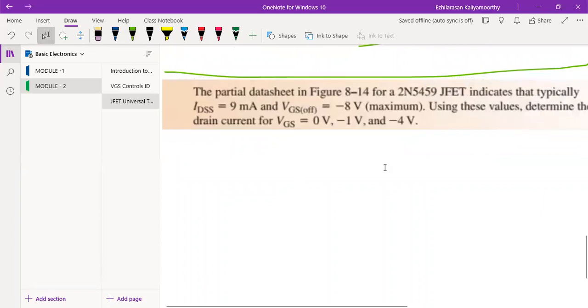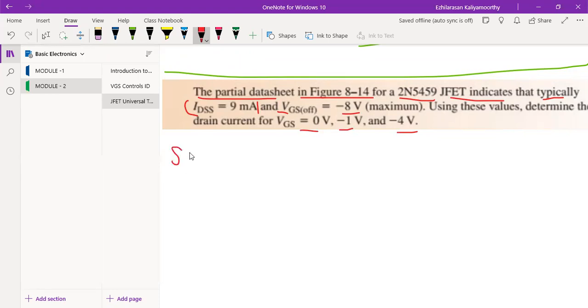See the question now. Given is the partial data sheet of the device number 2N5459. The JFET indicates typical values, which will be available in the data sheet: IDSS is 9 milliampere and VGS(off) is minus 8 volt, that is a maximum. Using these two values, we have to determine the drain current for VGS is 0 volt, VGS is minus 1 volt, and VGS is minus 4 volt.